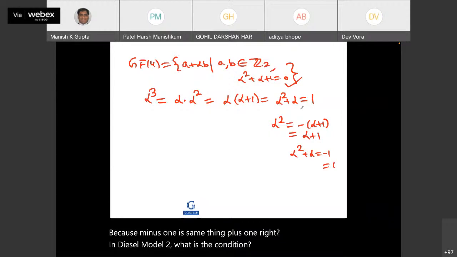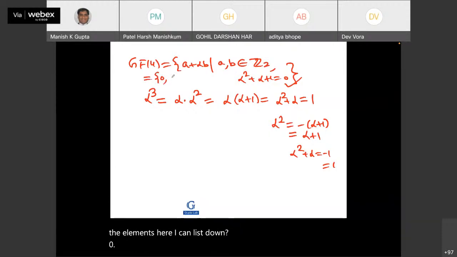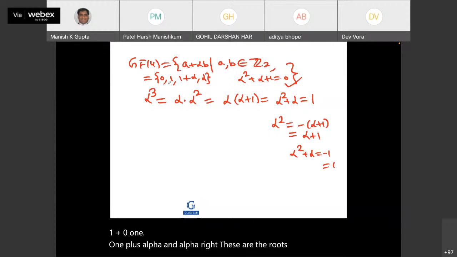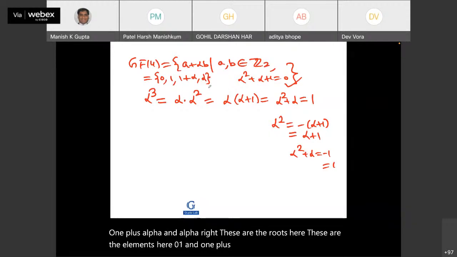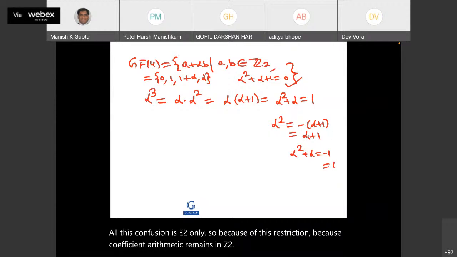See, if you look at this, what are the elements here? I can list them down: 0, 1, 1 plus alpha and alpha, right? These are the elements here. All these coefficients are in Z2 only. Because of this restriction, because coefficient arithmetic remains in Z2, minus alpha is the same thing as plus alpha.